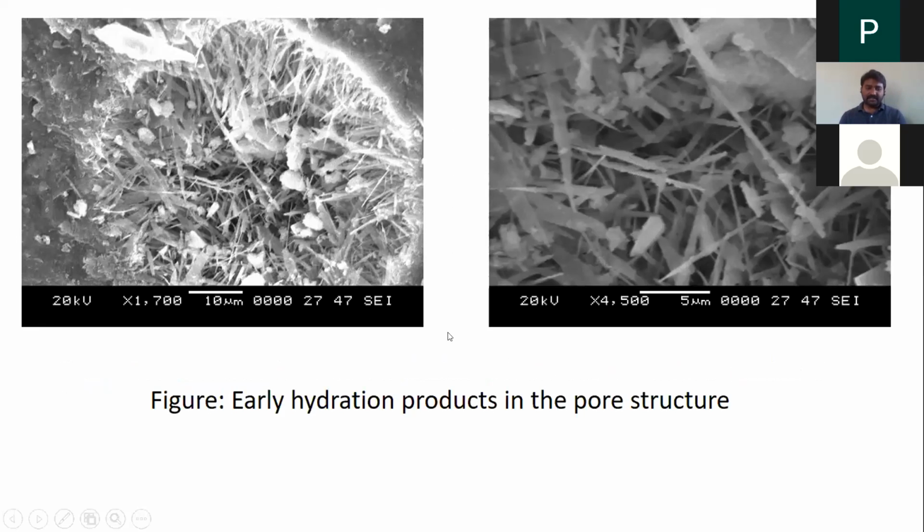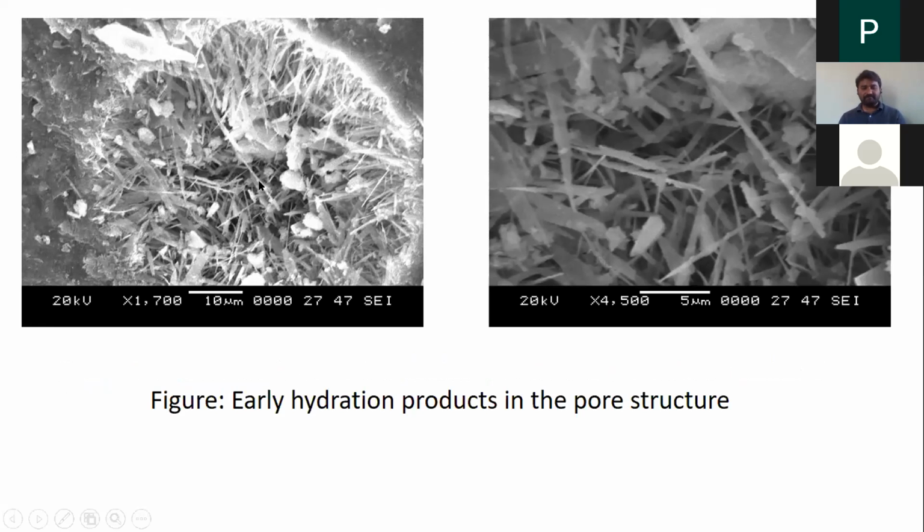Even early hydration products also you can see at 1700x zoom, you see some needle-like structures. These needle-like structures are called ettringites. Ettringites are converting into monosulfates. Monosulfates, they convert into CSH or the byproduct calcium hydroxide. This is one beautiful image you can see.